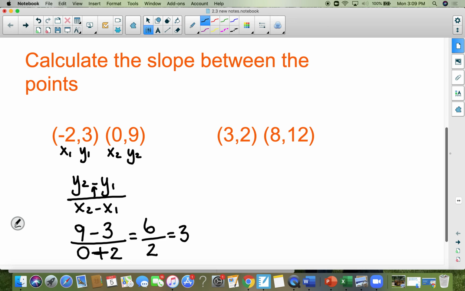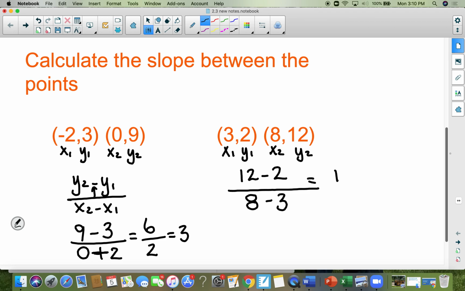Let's do another one. This one is x1, so this one's x2. This is y1, this is y2. The formula is the second y minus the first y, over the second x minus the first x. 12 take away 2 is 10, 8 take away 3 is 5, 10 divided by 5 is 2. So that's the first part of the assignment.